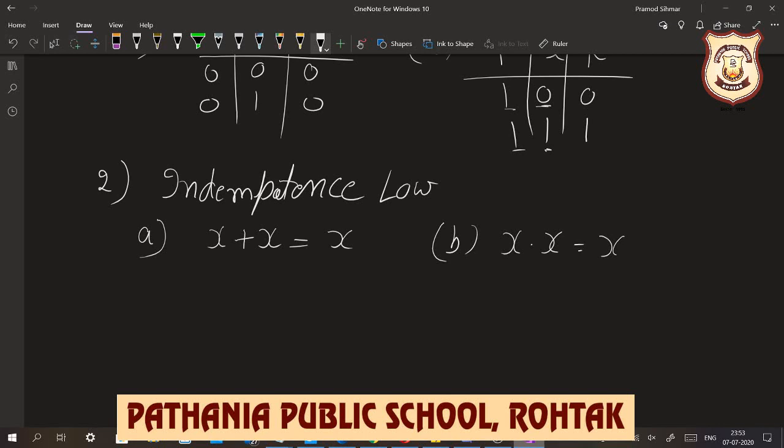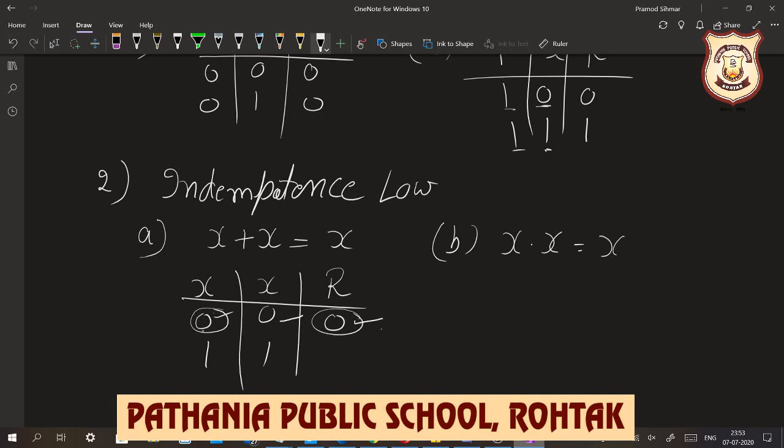So you can write down x here, again write down x here, and here you can write down response. So x is either 0 or 1. When you add 0 plus 0, it is always 0. So x and response both are the same. And now 1 plus 1 is always 1. So the response and your x value are all the same. So we can say x plus x is always x.